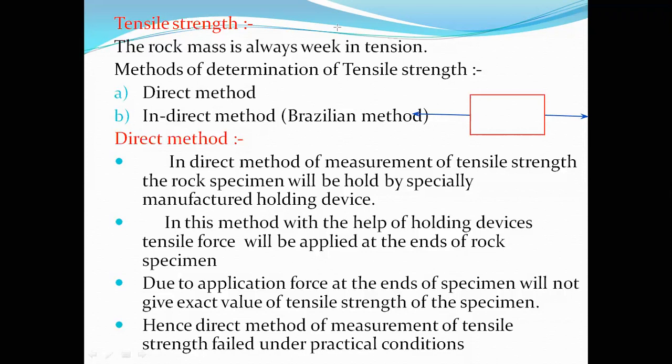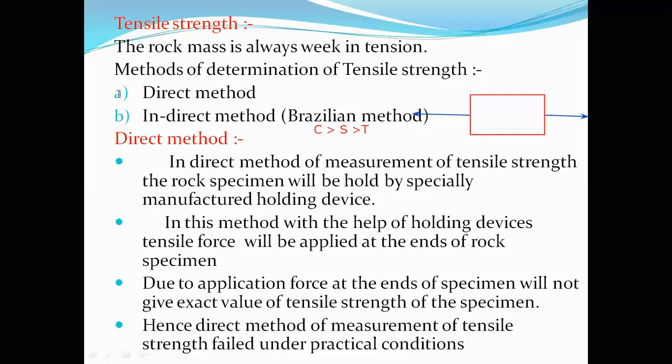So this question you might come across in the examination. Compression will always be more than shear, which will again always be more than tensile. So this is the hierarchy. If you look at the strength-wise classification of a given rock specimen, generally the compressive is highest, next is the shear, and the least one is tensile. So the rock mass is always weak in tension.